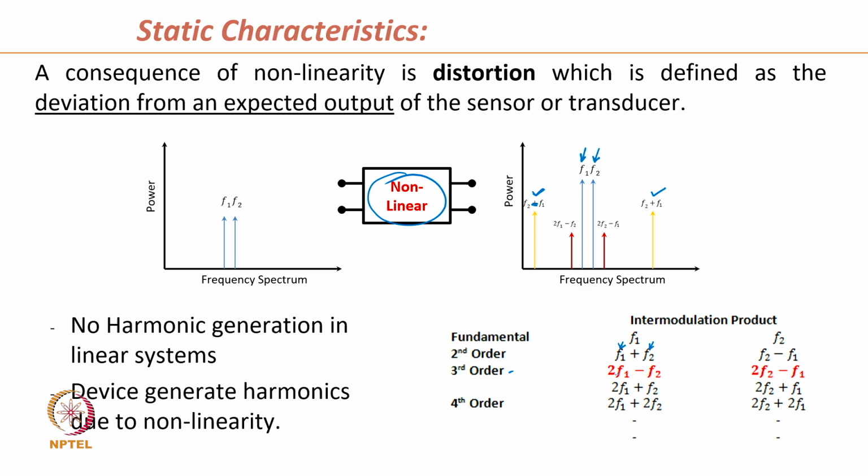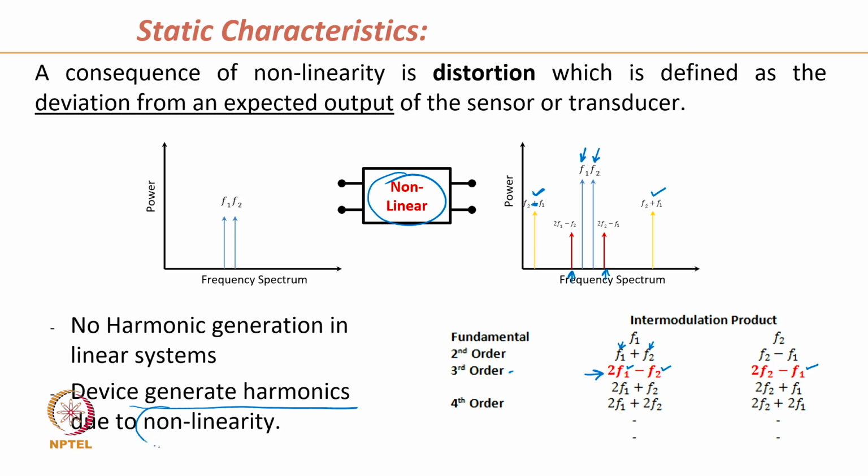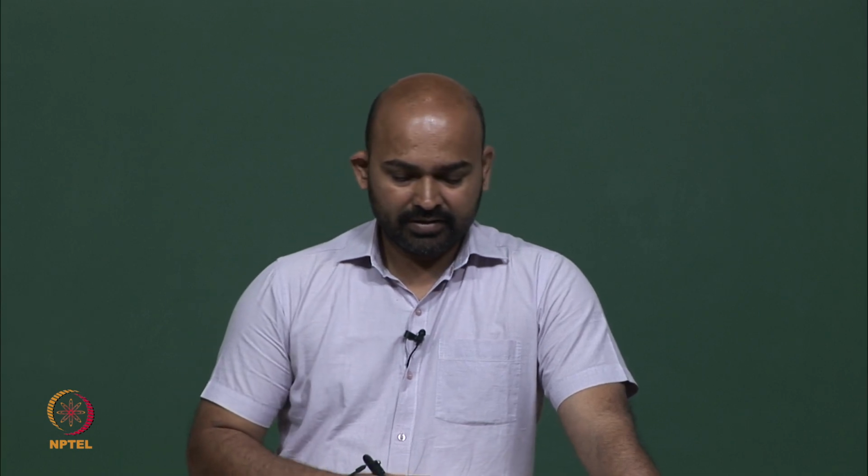Third order harmonic will be where three terms are involved. Here two terms of f1 minus one term of f2 and two terms of f2 minus one term of f1. So, this is third order harmonic which appears somewhere here. So, this is a non-linear system where the system generates harmonics of the input frequencies and these harmonics are generated due to the non-linearity of the system. These types of non-linearity or these harmonic generations are very important for high frequency applications.